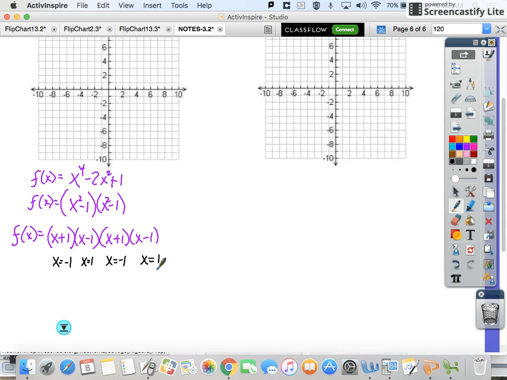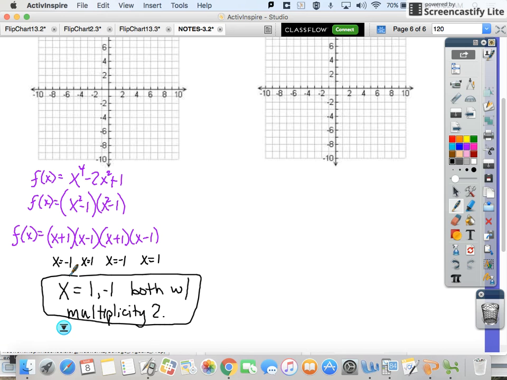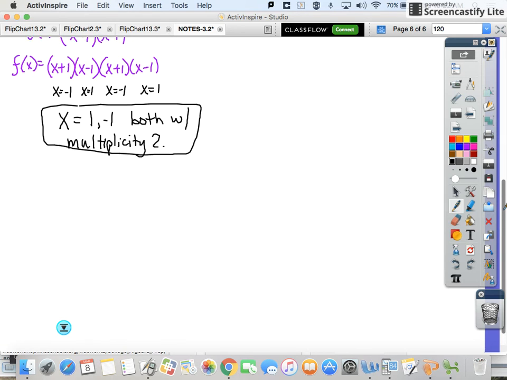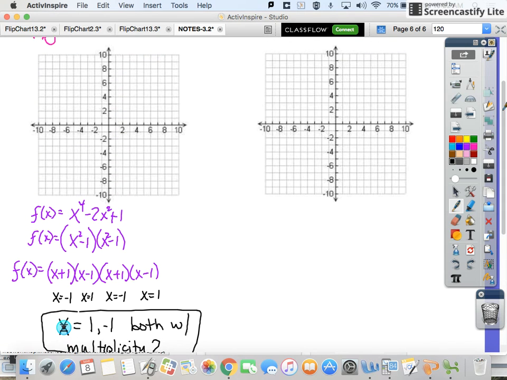So really what we would say is x equals 1 and negative 1, both with multiplicity 2. Okay, these are your zeros and they both have multiplicity of 2. So those would be our 4 solutions. So what we do is we go to negative 1 and 1, those are our zeros, and we have to be pointed upward and pointed upward, and it has to cross technically 4 times.